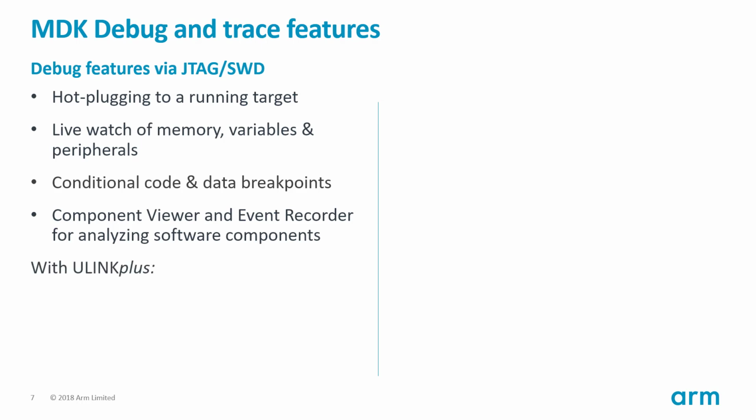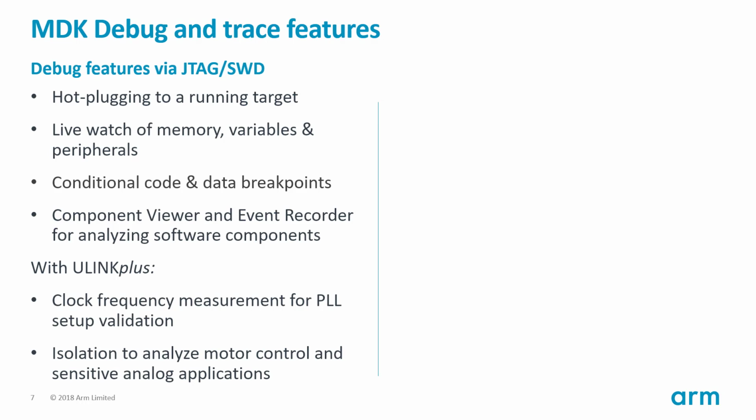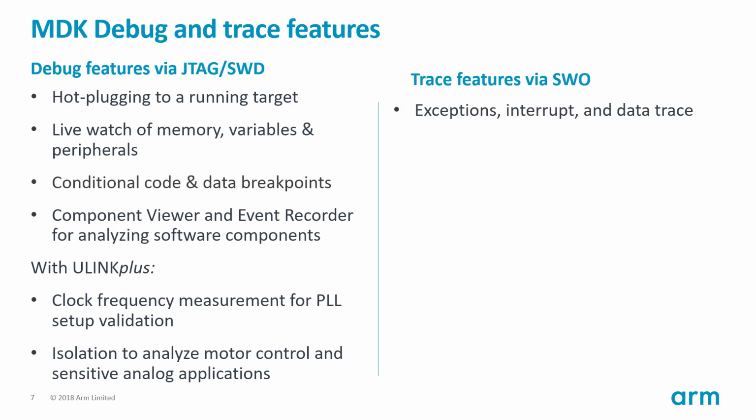In combination with ULINKplus adapter, you can see the actual core clock frequency and benefit from the built-in isolation for sensitive analog applications. When serial wire trace is enabled, you also get statistics of interrupt execution, data trace of up to 4 variables, and a system analyzer that shows program execution over time.